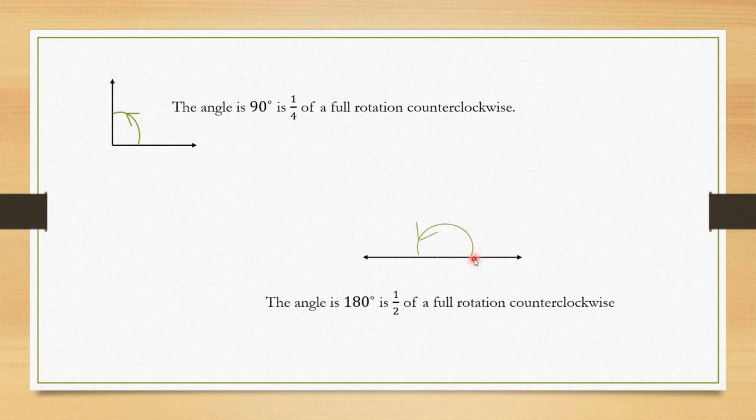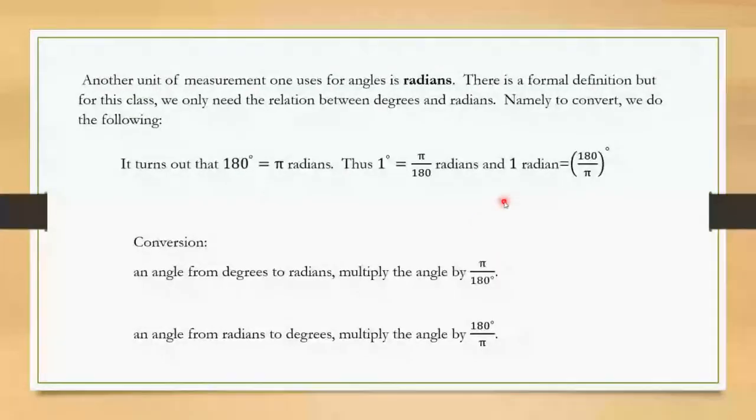Here's 180 degrees. That's half of 360 degrees. So that's half of a full rotation counterclockwise, as you can see. 180 is half of 360. That's what we got here. All right, now that's what degrees are.